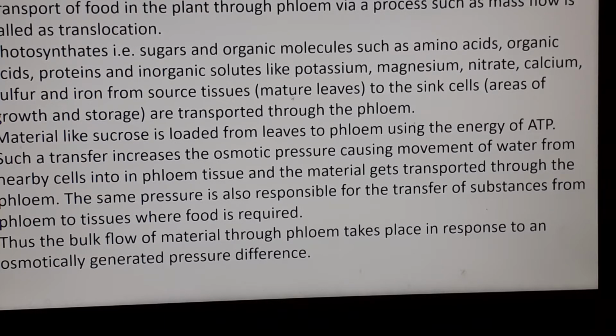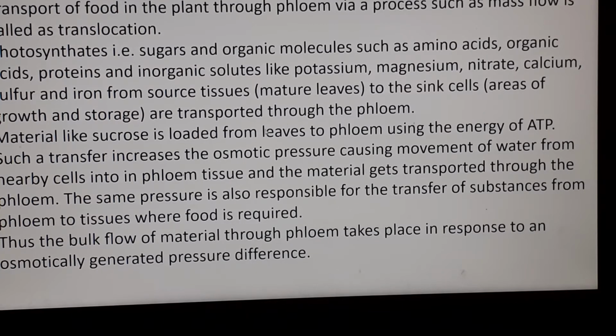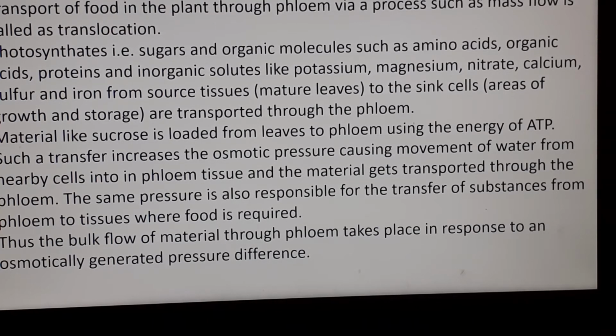These are all from where? From the mature leaves to the sink cells. Sink cells mean what? Areas of growth and storage. Cells which require it for their growth, or where the excess amount is in our plant. We know that the excess is stored in the root. The plant stores the excess food, which is transported through phloem.